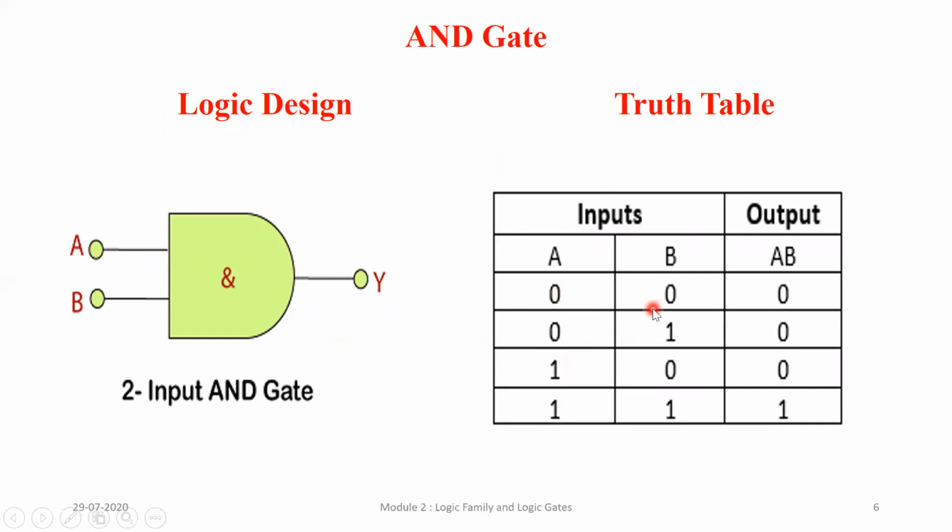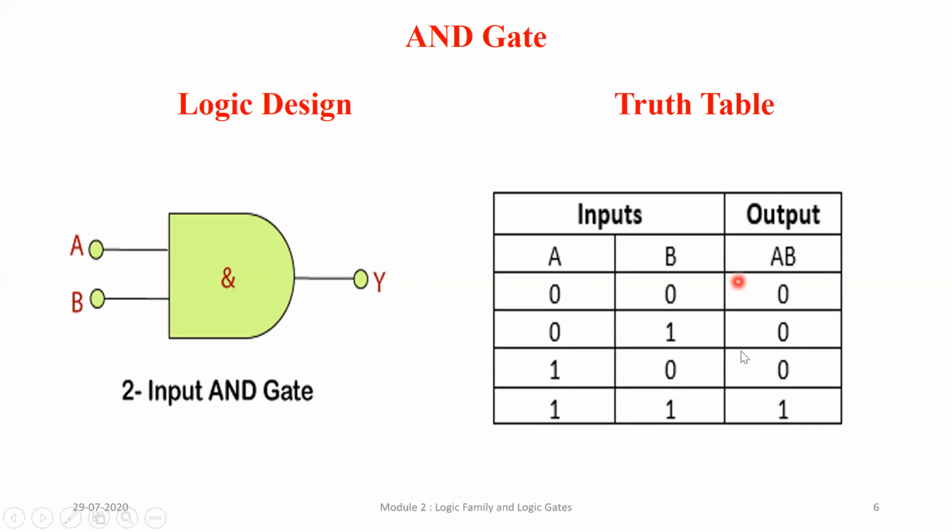Okay, I can give that input combination. Here both the inputs are 0, so 0 into 0 is 0. Here 0 into 1 is 0. Any one input is 0. Here again one input is 0, so 1 into 0 is 0. Here none of the inputs is 0, means all are high, logic 1. So you can say 1 into 1 is 1.